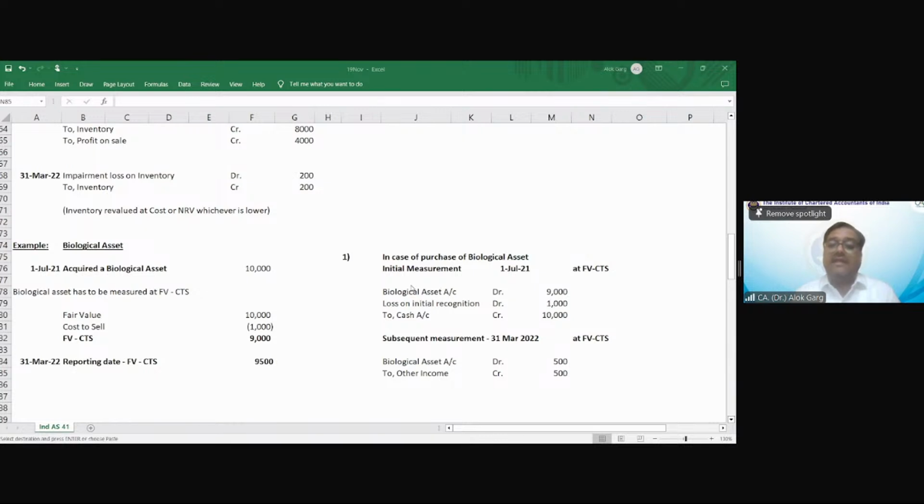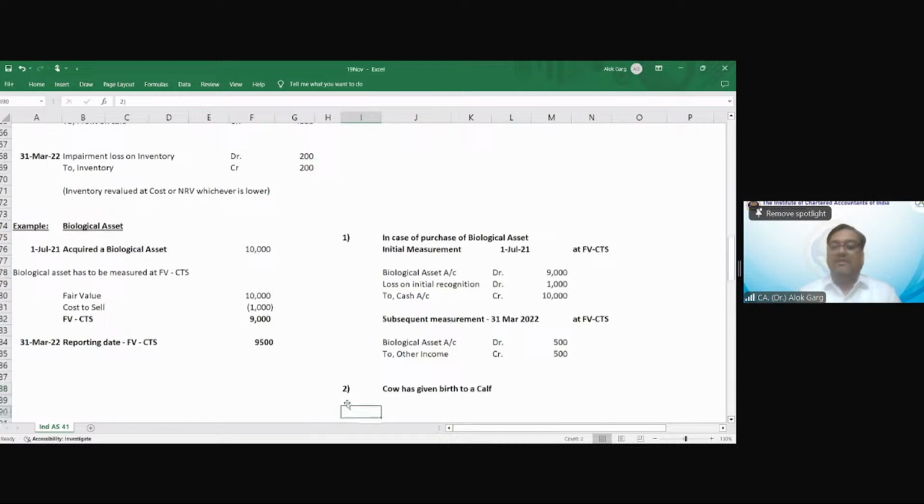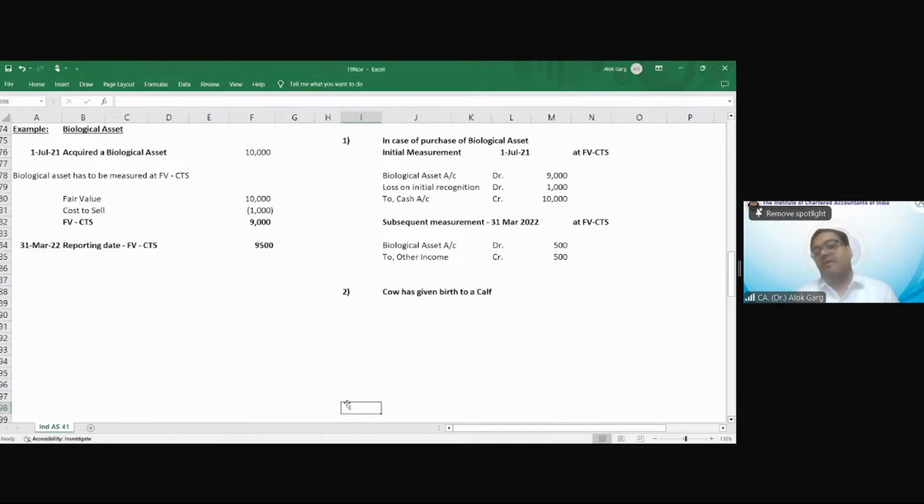Now, the second example: this cow has given birth to a calf. What is the accounting of this calf? The accounting of this calf was not happening in the old days, but now it will happen. Again, this is a biological asset, so accounting will be at fair value less cost to sell.